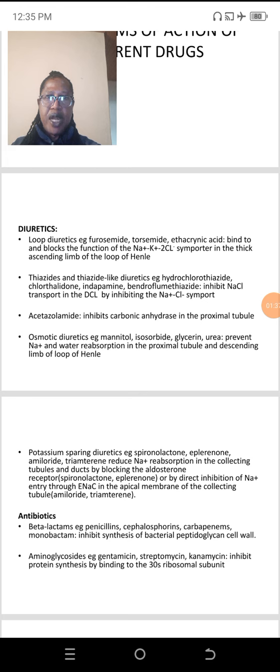The potassium-sparing diuretics, examples of which are spironolactone, eplerenone, amiloride, and others, reduce sodium reabsorption in the collecting tubules and ducts by blocking the aldosterone receptor, that is for spironolactone and eplerenone, whereas amiloride and triamterene act by direct inhibition of sodium entry through the epithelial sodium channels in the apical membrane of the collecting tubules.